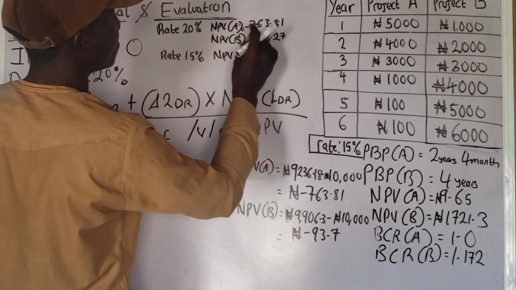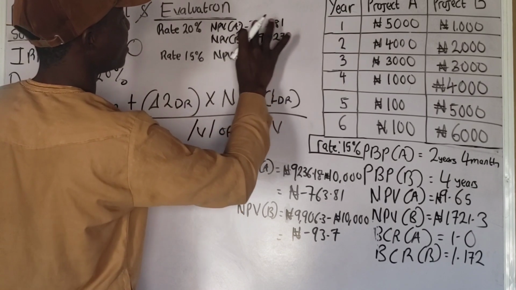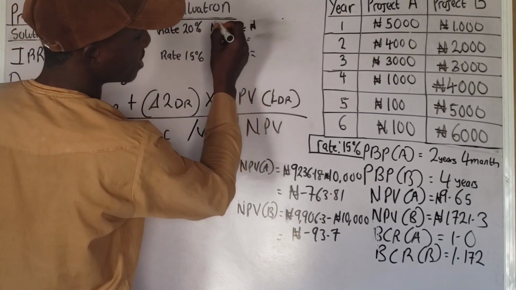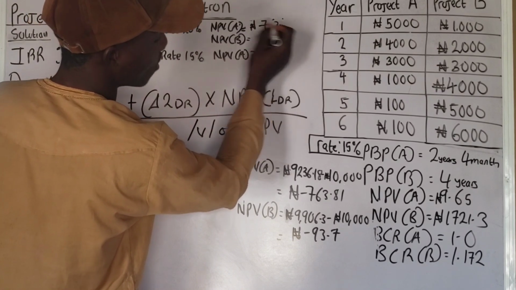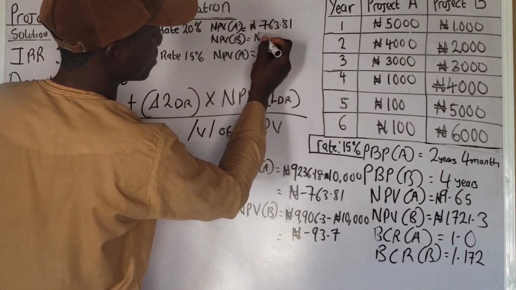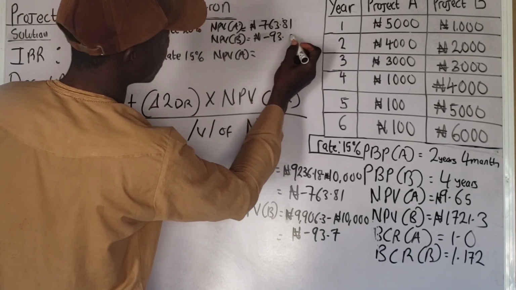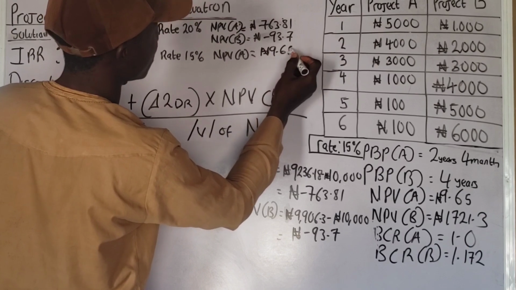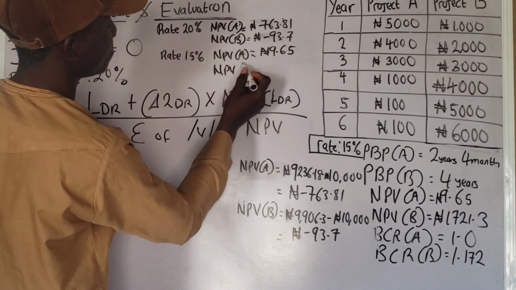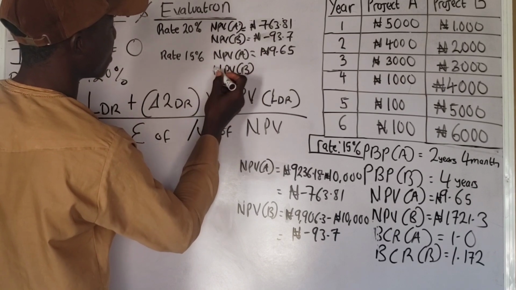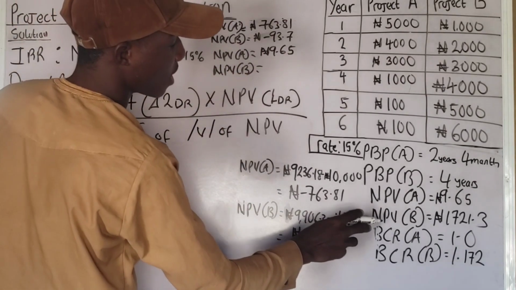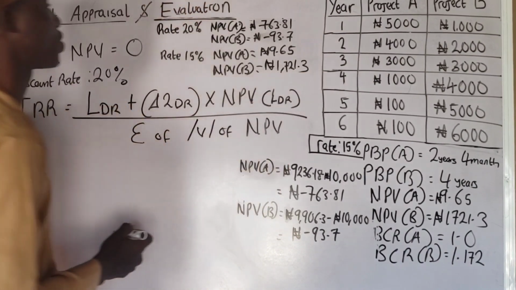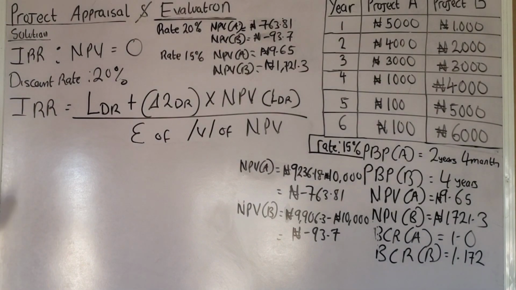Oh God, I will still have to erase this. Remember to put naira. Do you understand? The NPV is negative 763.81 naira, and this one is negative 93.7 naira. Okay, and this one is 9.65 naira. You understand? Then the NPV of project B now is 1,721.3 naira. You understand?